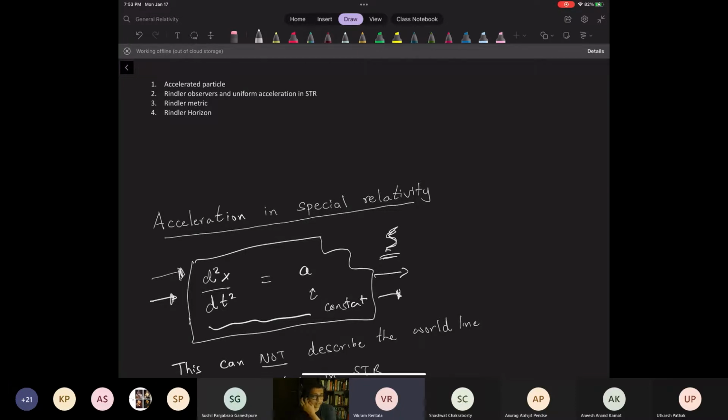For example, if you've taken the STR course last semester, you would have seen that if you apply an electric field, and I'm accelerating in an electric field, the speed will never exceed the speed of light, even in a uniform electric field.